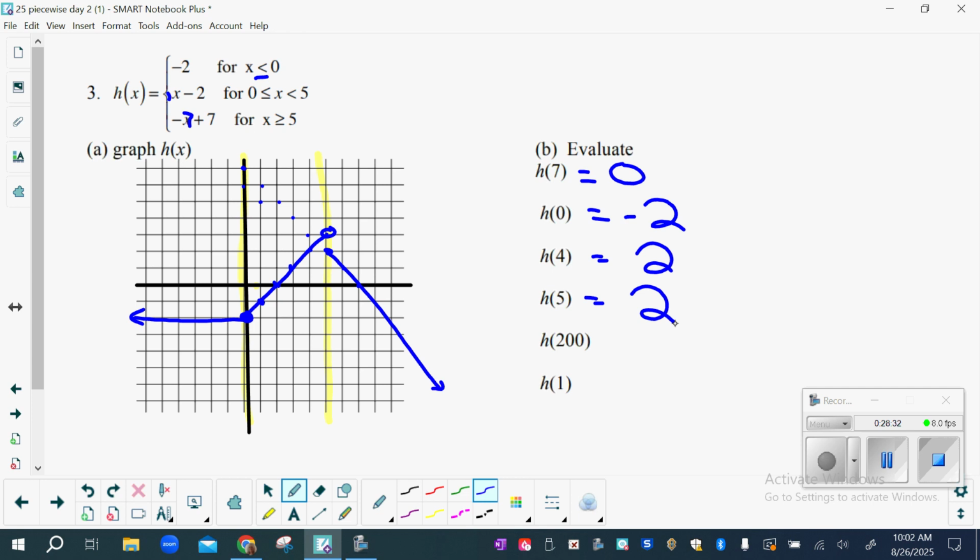200, guess what? It's off the chart. So I don't want to graph to 200, but I know it's this guy right here. So I'm just going to plug in my 200, and I'm going to get -193. Nice and easy. And finally, on the last one, I am going to plug in 1, and I get -1.